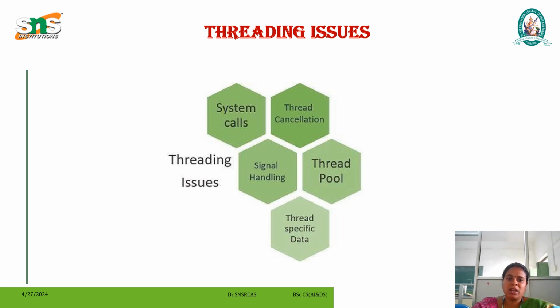Next one, thread issues. There are several threading issues when we are in a multi-threading environment. In this section, we will discuss the threading issues with system calls, cancellation of threads, signal handling, thread pool, and thread specific data. Along with the threading issues, we will also discuss how these issues can be dealt with or resolved to retain the benefits of the multi-threaded programming environment.